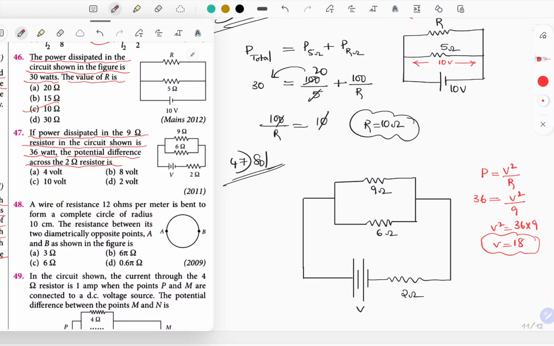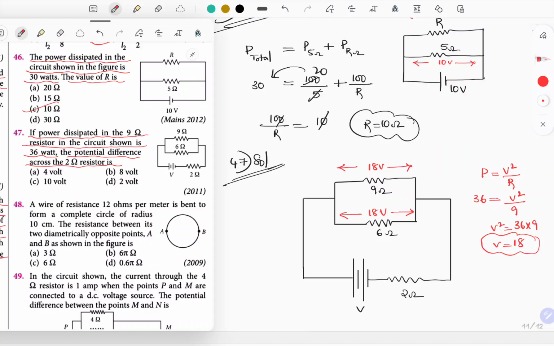Let me draw that. So the voltage across this is 18 volts. Then what about the voltage across the 6 ohm resistor? Same or different? Same, because they are connected in parallel, right? So the voltage across both the 9 ohm resistor and the 6 ohm resistor is going to be the same, because they are connected in parallel. So this is how it is represented.